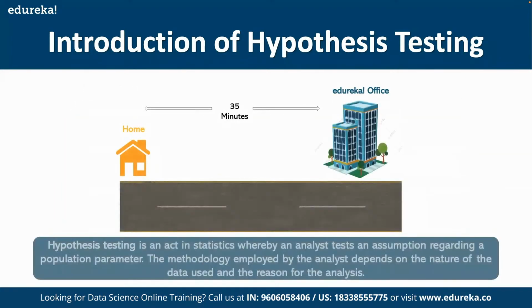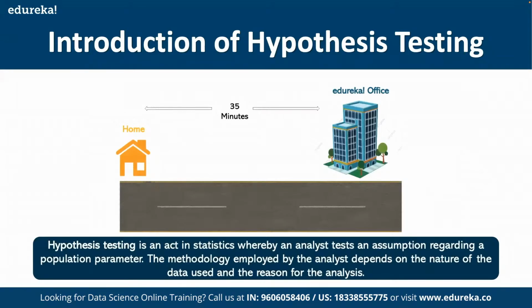Here, when we talk about hypothesis testing, hypothesis testing is an act in statistics where an analyst tests an assumption regarding a population parameter. In the previous example, the population parameter is my lead content in the Maggi noodles produced by the Nestle company. So we are going to test that assumption for the population parameter. The methodology employed by the analyst depends on the nature of the data and the reason for the analysis. So that's the overall idea.